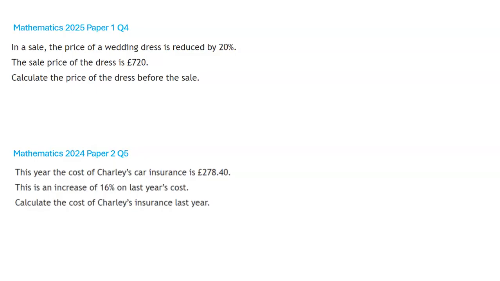So the first one, whenever we do a reverse percentages question, we always ask ourselves the same thing. What percentage do I have now? What's it equivalent to? And then we scale it up. The first question is, what percentage do I have? Well, this one here is reduced by 20%. So it's essentially 100% take away 20%. So we now have 80% of our total. So what I know is that 80% is equal to that sale price of the dress, which is 720.